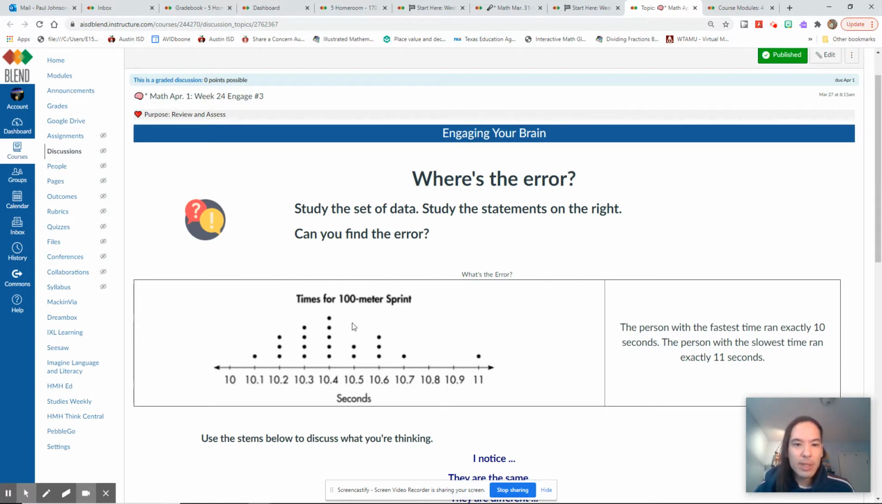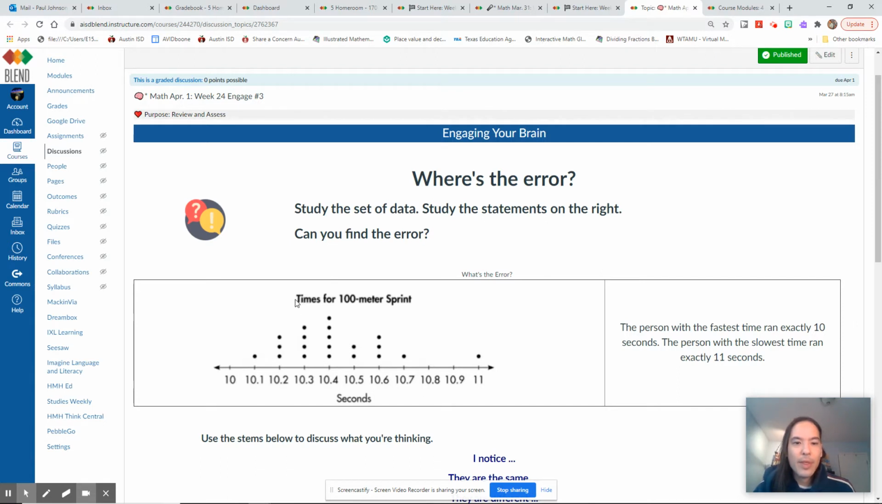We still got to read the labels. So what is the label here? Times for 100-meter sprint. So it looks like all of these represent how long it took someone to finish a race. A 100-meter sprint is just like a race where you run 100 meters as fast as you can. And if you have the smallest time, you win. That's the thing about a race. Usually, when we're thinking about sports and games, the biggest number wins, right? In a race, in golf, the smallest number wins. The smallest piece of data that actually has a dot would be the winner of this race.